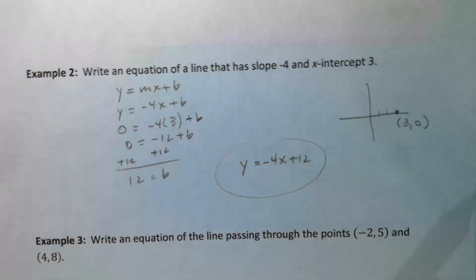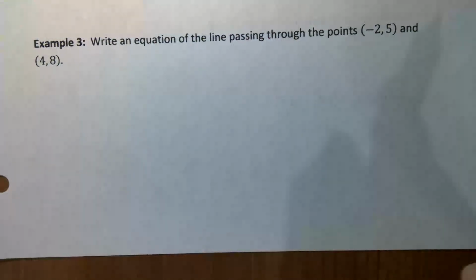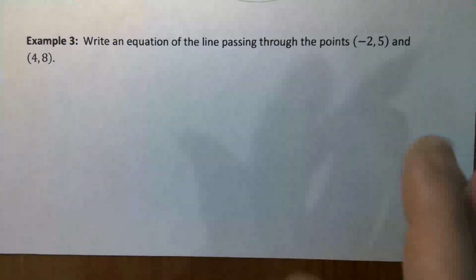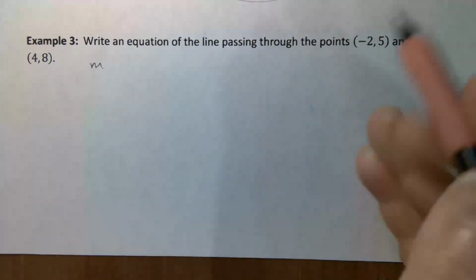Okay. If we look at example 3, it says write an equation of the line passing through these 2 points. So this is something we did yesterday. First, we're going to find the slope of the line.